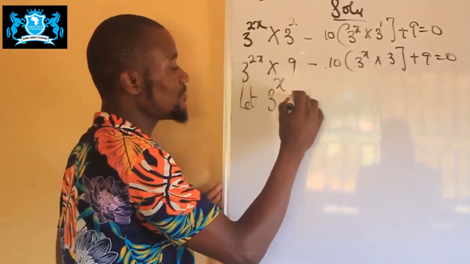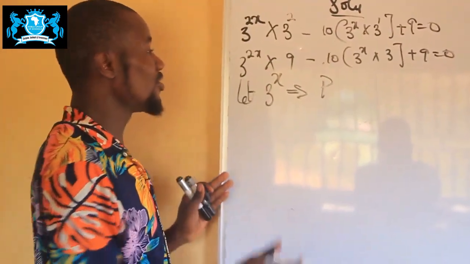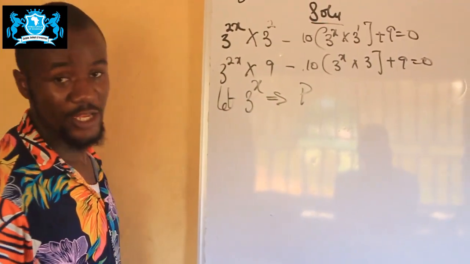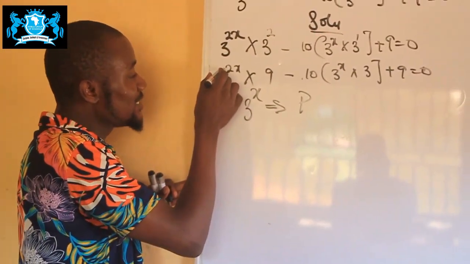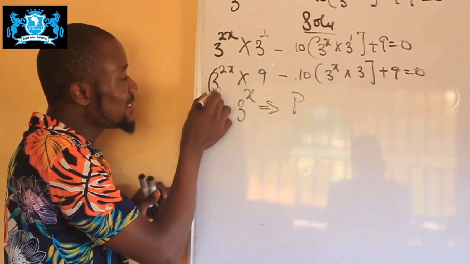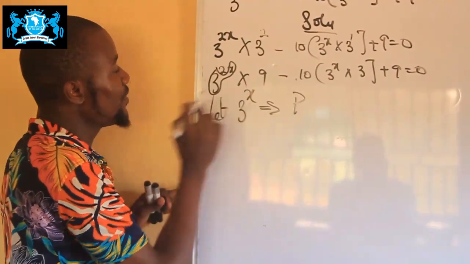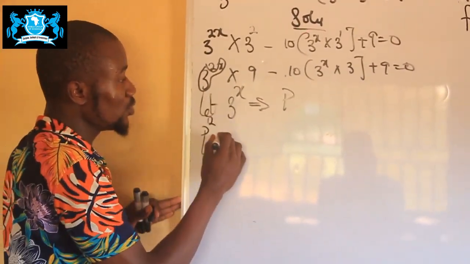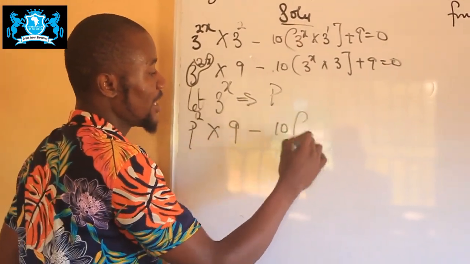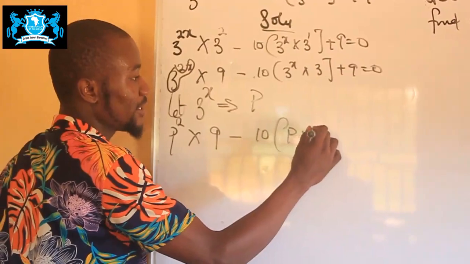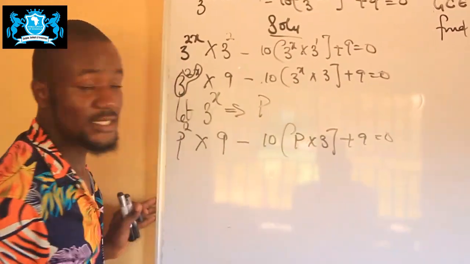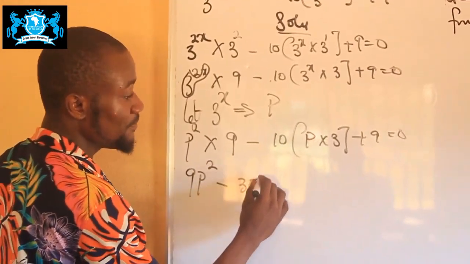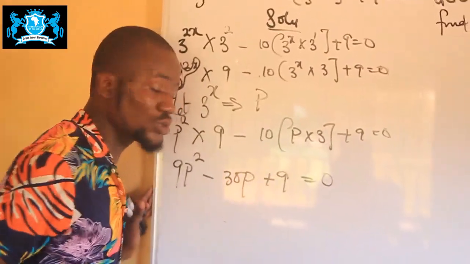Let 3 raised to the power x be equal to p. We cannot use x because we have x inside there, so let's use another letter. Let's use p. You can even use y, any one that you want. If I let 3 raised to the power x be p, I will be left with power 2. So we have p raised to the power 2 times 9, minus 10 times p times 3, plus 9 is equal to 0. Now you have 9p squared minus 30p plus 9 is equal to 0.